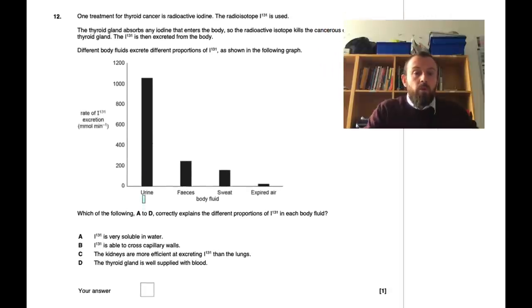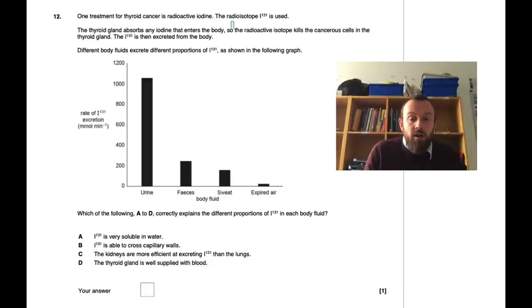Question 12. One treatment for thyroid cancer is radioactive iodine. The isotope I-131 is used. The thyroid gland absorbs any iodine that enters the body, so the radioactive isotope kills the cancerous cells in the thyroid gland. Then the I-131 is excreted.